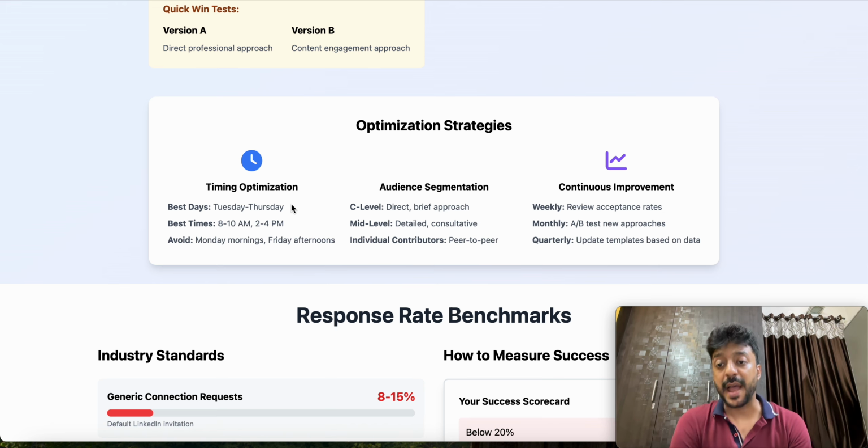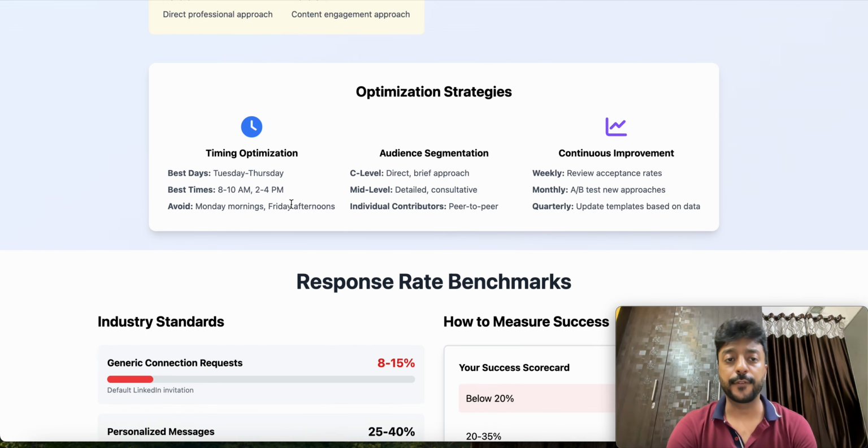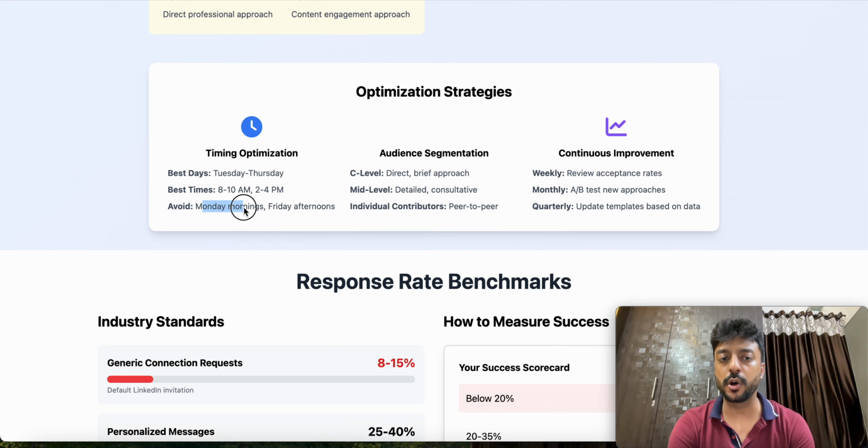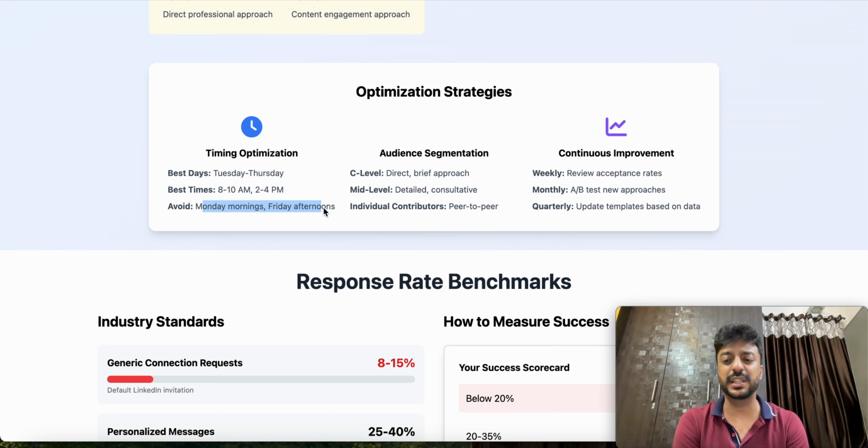On the basis of my target group, which is the decision makers from the USA, UK and UAE, I personally felt that the best time to do all this outbound technique is Tuesday and Thursday, and the best time is 8 to 10 a.m. and 2 to 4 p.m. according to their time zone. And avoid Monday mornings and Friday afternoons, because on Monday everybody is in a hurry to do their pending tasks, and on Friday everybody's in a chill mood. So that is why I ignore this part.